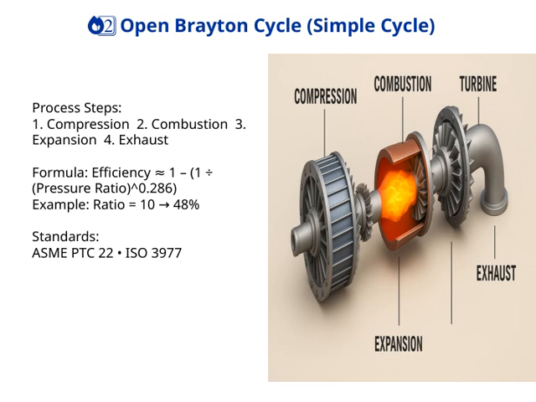Now, when it comes to efficiency, there's a handy formula to estimate it. Efficiency is approximately equal to 1 minus the reciprocal of the pressure ratio raised to the power of 0.286. For example, if the pressure ratio is 10, the efficiency comes out to about 48%. It's also important to note that there are standards guiding these cycles, like ASME PTC 22 and ISO 3977, which ensure consistency and safety across different implementations. Understanding this simple cycle gives us a solid foundation for exploring more complex gas turbine systems later on.